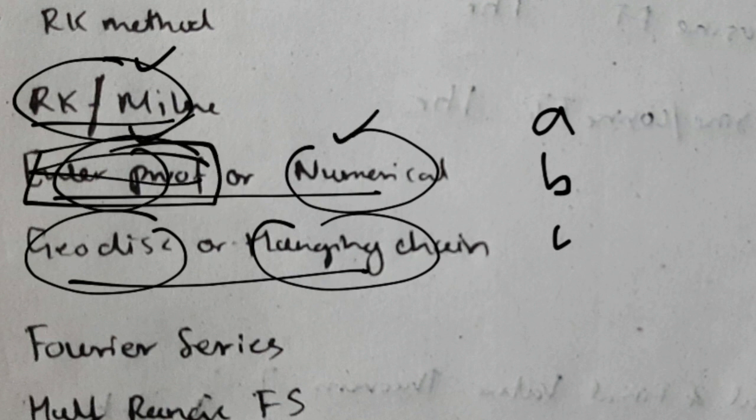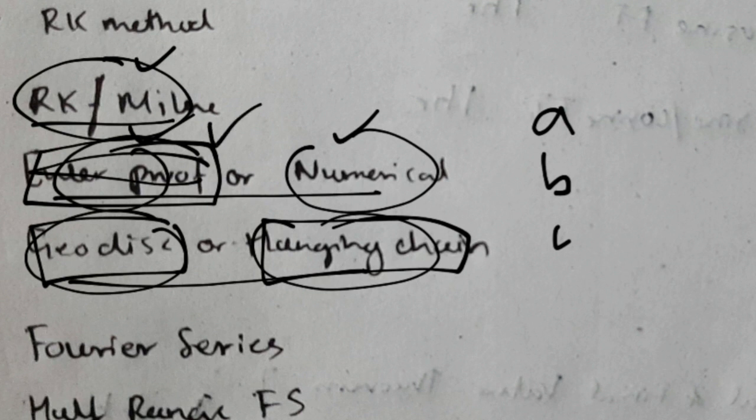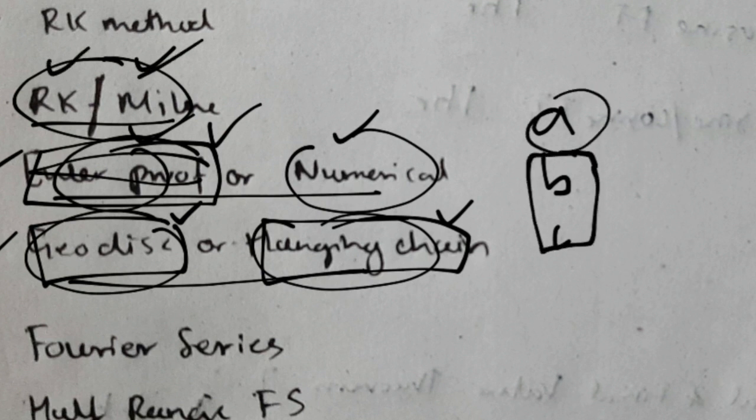Okay, Euler's proof is a constant, and geodesic or hanging chain, these 3 have no changes. You can just learn how they are. Okay, if you complete Euler's proof and this topic, then 2 questions are done. Then either RK or Milne you can solve for question A.